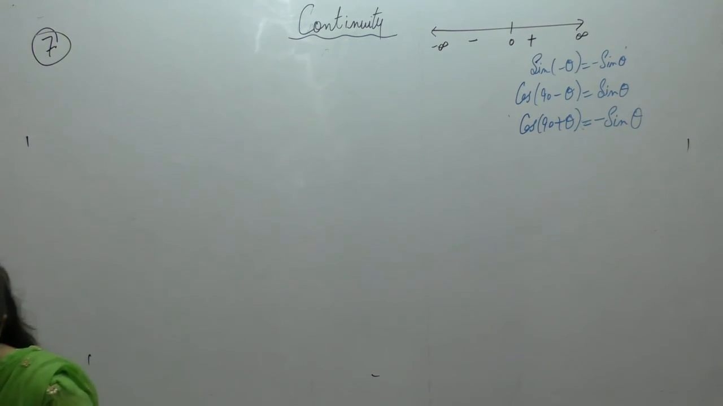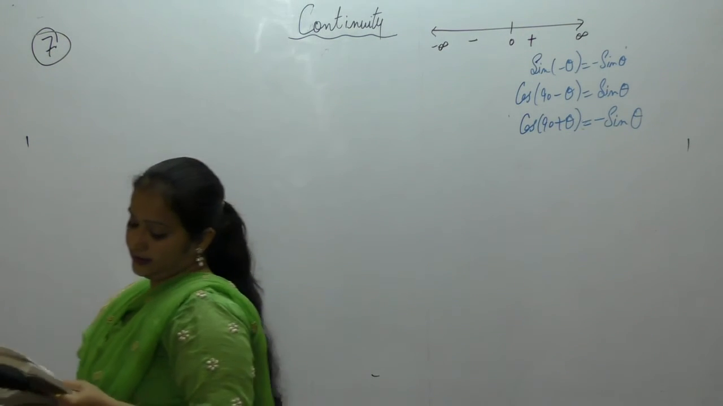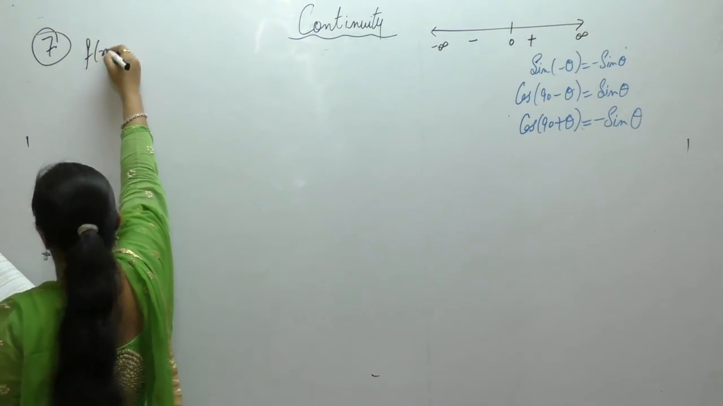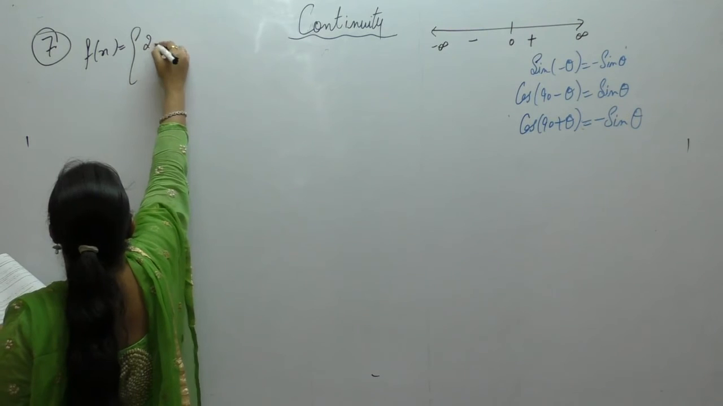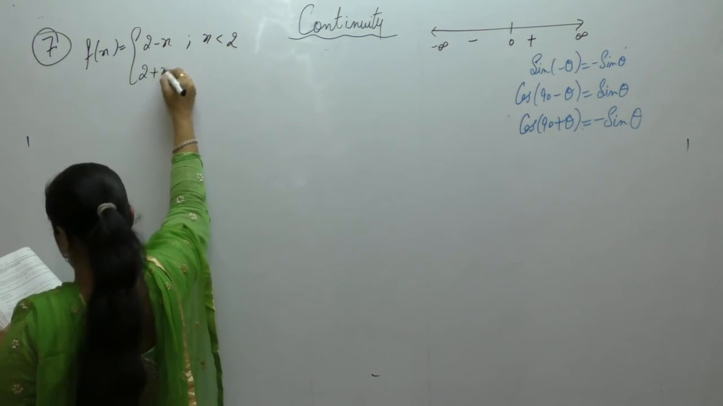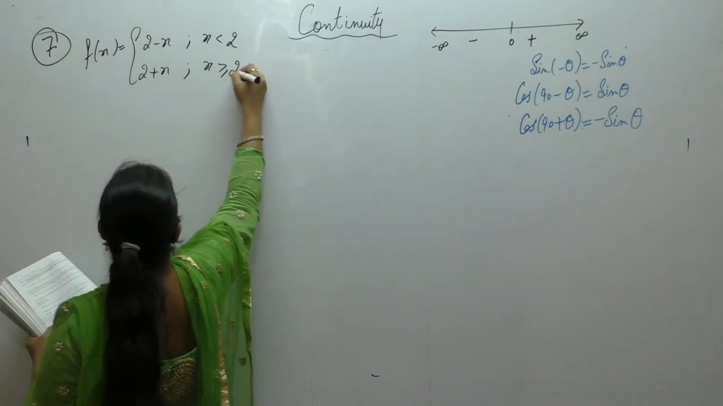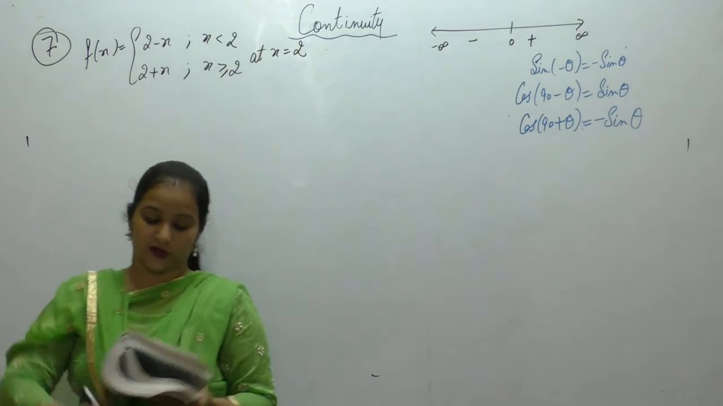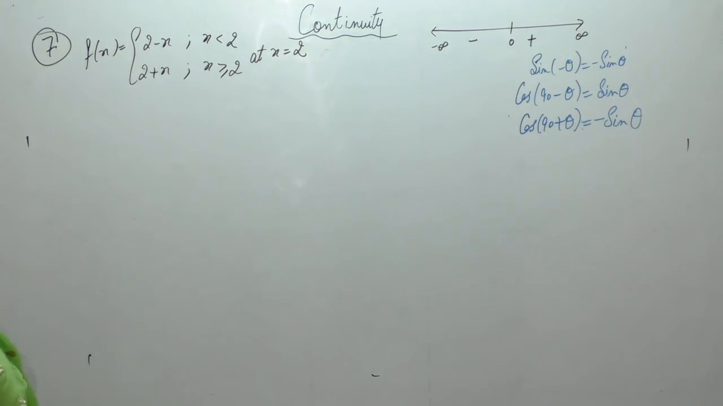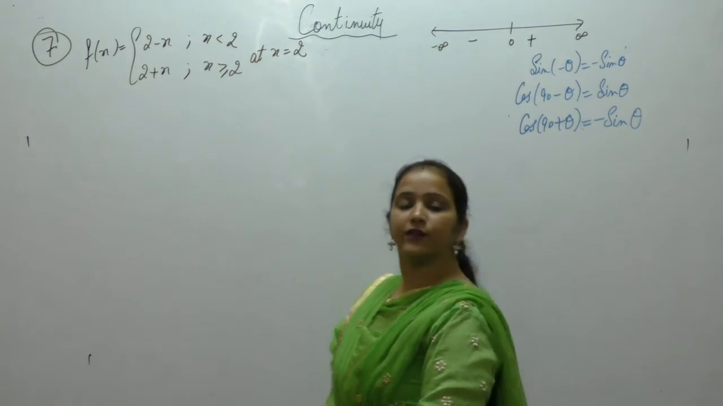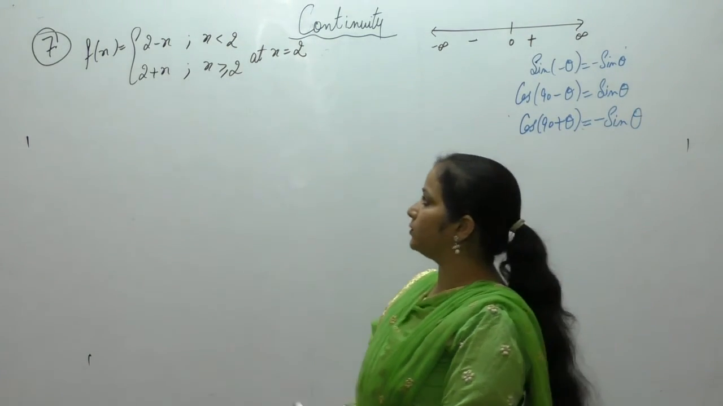Next one. Discuss the continuity of a function f of x given as 2 minus x when x is less than 2, and 2 plus x when x is greater than or equal to 2. We want to check the continuity of the function at x equals 2. At x equals 2, we have to check whether the function is continuous or discontinuous.